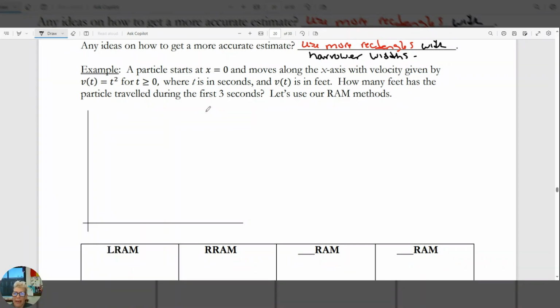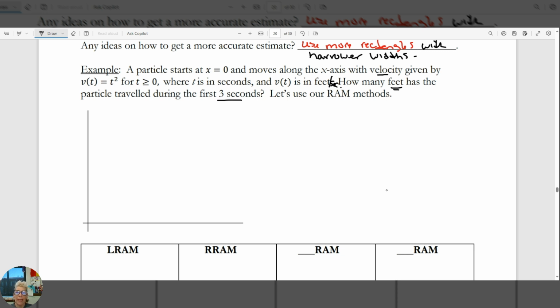All right, let's do this last example. We have a particle that starts at x equals 0 and moves along the x-axis with velocity. The rate is given by the velocity, t squared, for t greater than or equal to 0. T is in seconds, and the velocity is in feet per second. We're wondering how many feet this particle has traveled during the first 3 seconds.